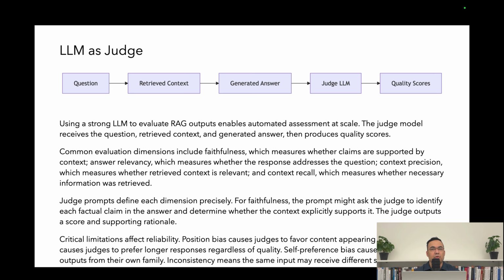Calibration is essential before trusting automated evaluation. Sample evaluation cases, for example, have humans score them, have the LLM judge score them, and then compare. If correlation is weak, refine the judge prompts. Multiple judges can improve reliability.